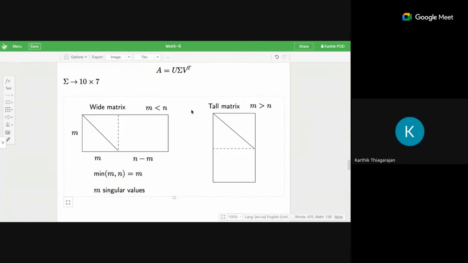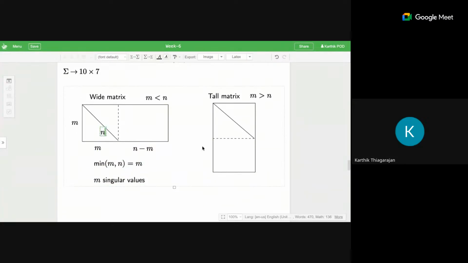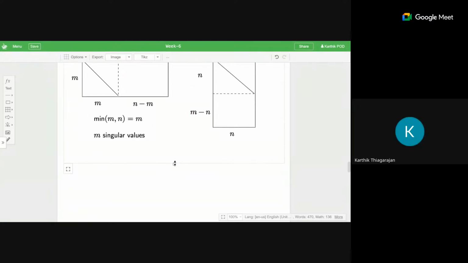Okay, so for a tall matrix, you will have how many? n, right? So this is m, this is n, and this is also n, correct? And whatever portion remains is m minus n. So this is a tall matrix. A tall matrix will have the minimum of m comma n, which is n.